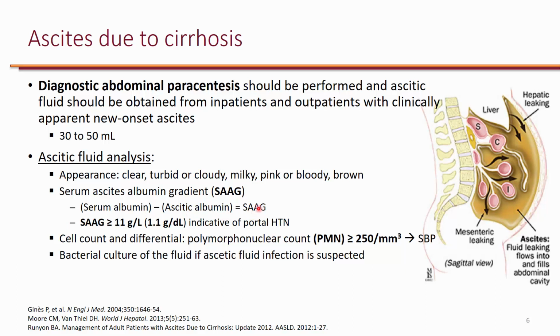Now this will tell you a lot of information. It depends on what units your laboratory uses to report these numbers. For example, Clovis Community reports this in grams per deciliter. So if the gradient is greater than or equal to 1.1, this indicates that the patient has portal hypertension.